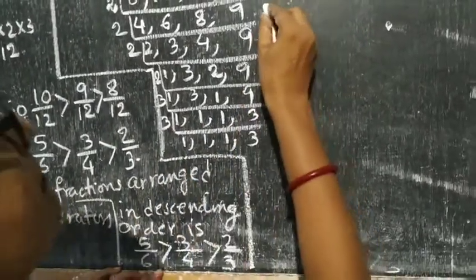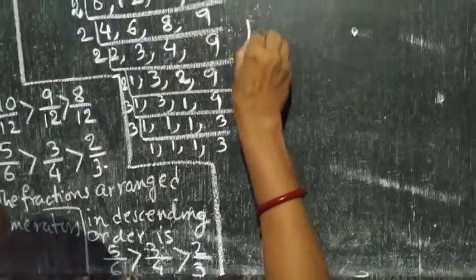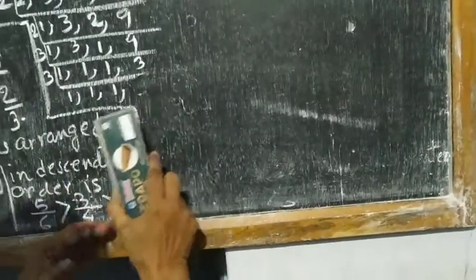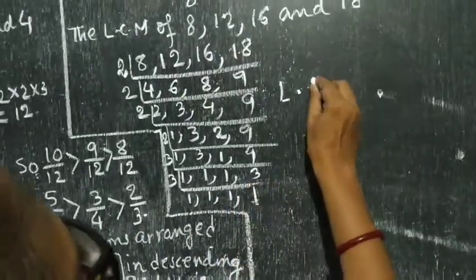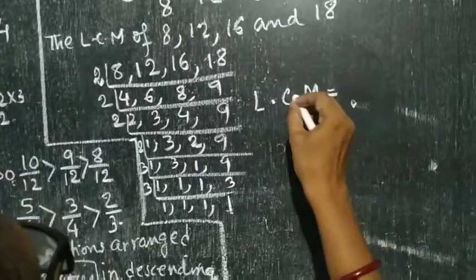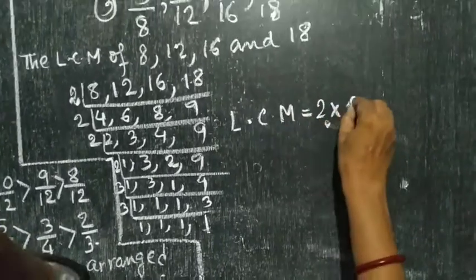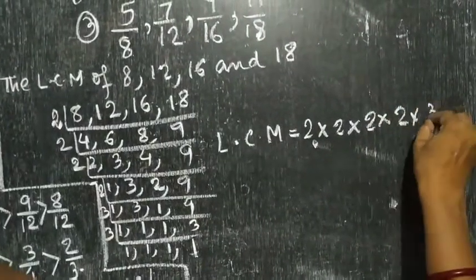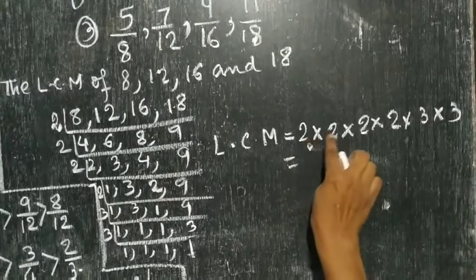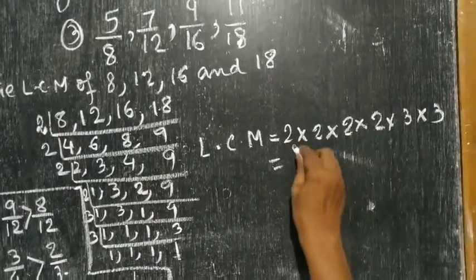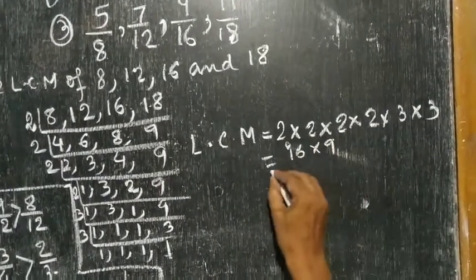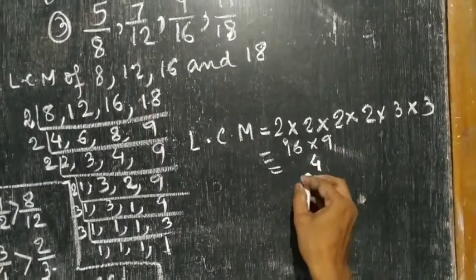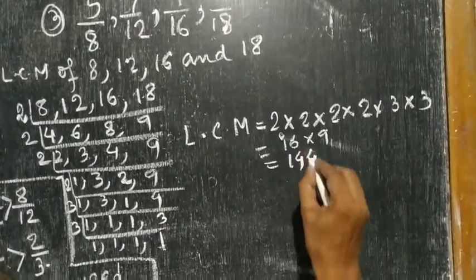So LCM here, it will be 1. So LCM equal to 2 into 2 into 2 into 2 into 3 into 3. So 2 2s are 4, 4 2s are 8, 8 2s are 16. So 16 into 9. So 9 6s are 54, carrying 5, 9 1s are 9 plus 5, 14.